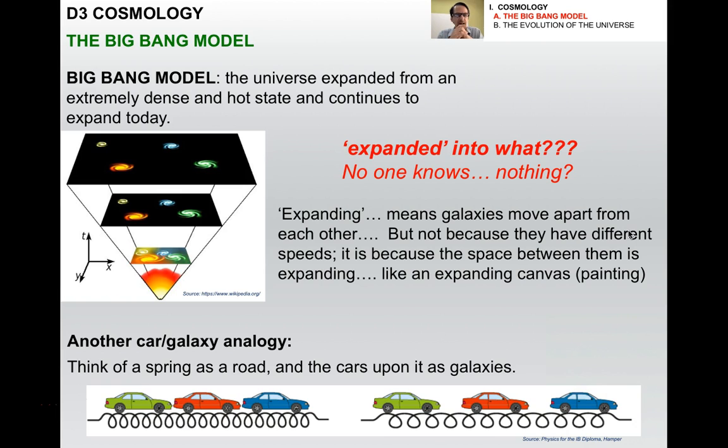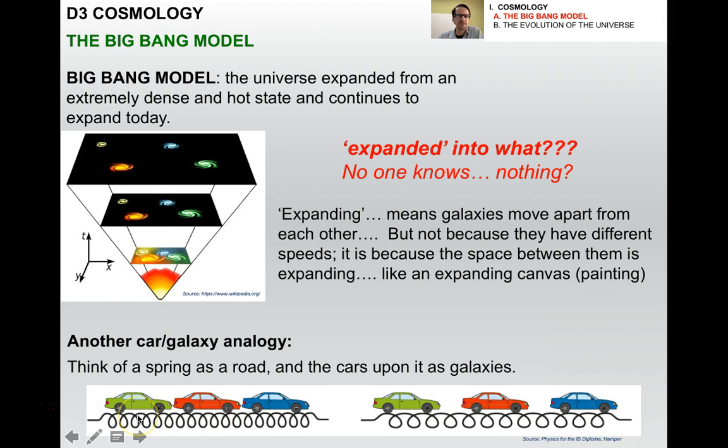So, a car-galaxy analogy, for example. If you think of a spring as a road and the cars upon it as galaxies, okay? So the cars are like glued onto this slinky, basically. As the slinky stretches, the cars get farther apart. But it's not really that the cars get farther apart. There's still the same number of coils apart, right?